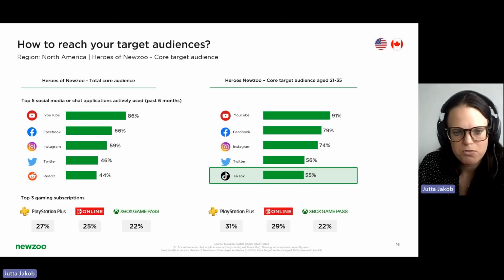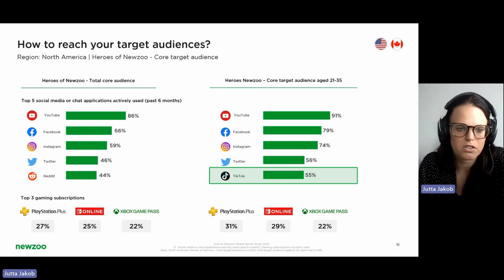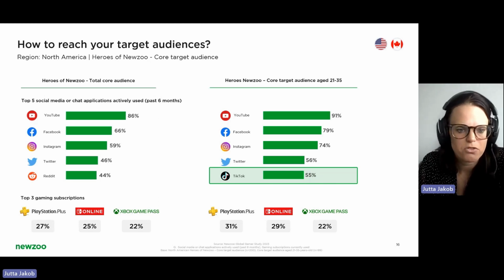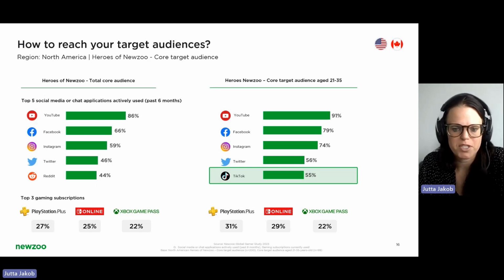When it comes to gaming subscriptions, PlayStation Plus is the gaming subscription currently used the most among our total core target audience, as well as among the 21 to 35 year olds. Nintendo Switch Online ranks second, and there seems to be a slightly higher usage of Xbox Game Pass among 21 to 35 year olds compared to the total core target audience group. Gaming platforms and subscriptions could be particularly interesting to collaborate with for special launch or pre-order offers, especially since our core target audience seems to be very receptive to special offers and sales offers.